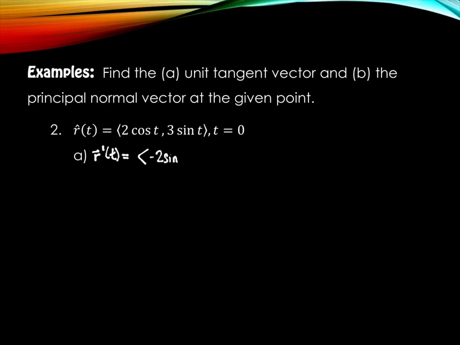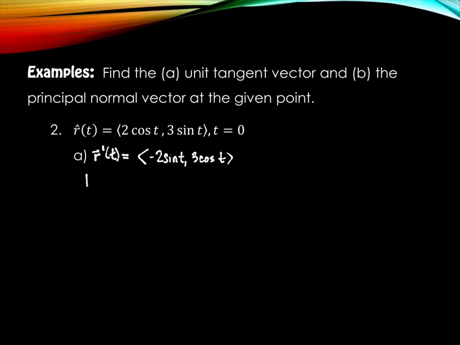Good, negative 2 sine t. And then the derivative of 3 sine t, 3 cosine t, yeah. Okay, so what we did in the last problem is we evaluated this at t equals 0. But that's not what we're going to do here, because eventually we're going to need to actually take a derivative of something that still has a variable component.